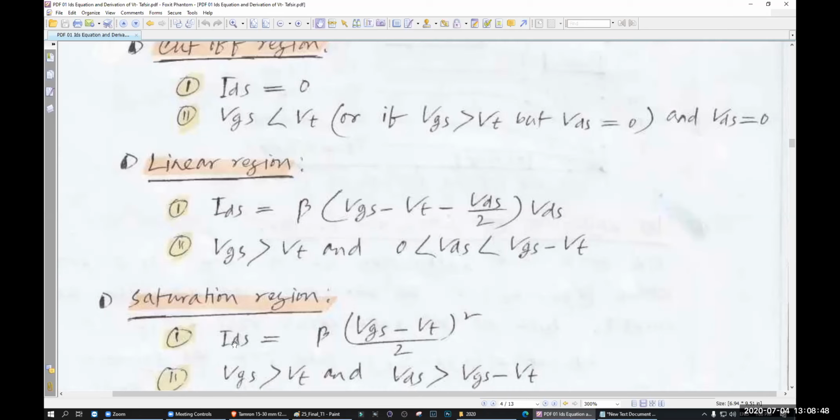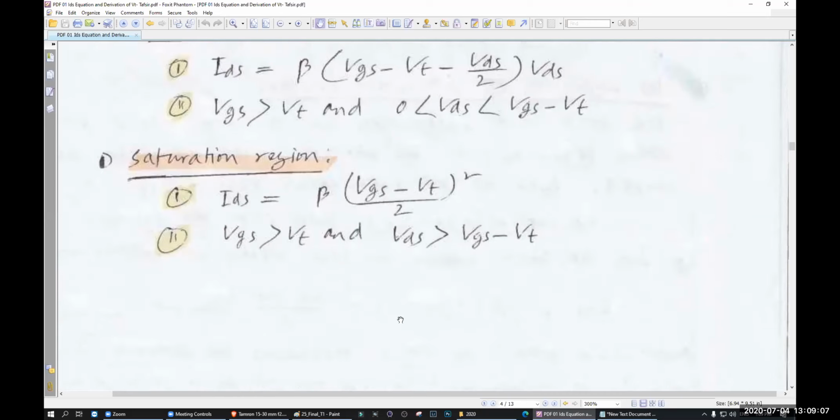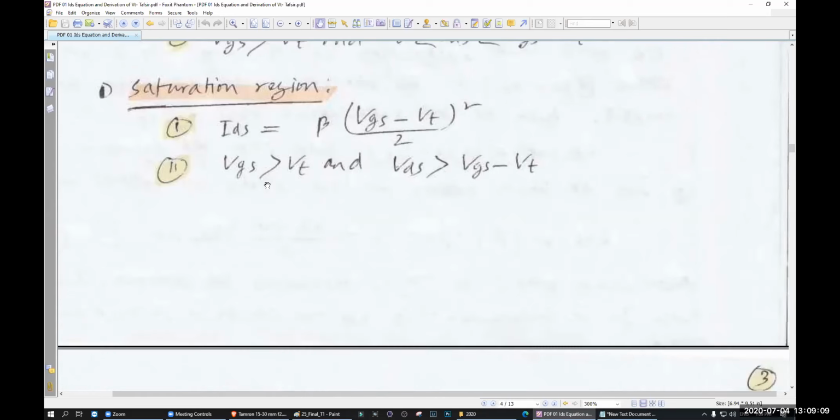And saturation region, your IDS is equal to beta VGS minus VT whole square divided by 2, and your VGS must be greater than VT, and your VDS should be equal or greater than. Now here the equal sign is missing. You can give the equal sign. VDS should be equal or greater than VGS minus VT. Okay, got the point?